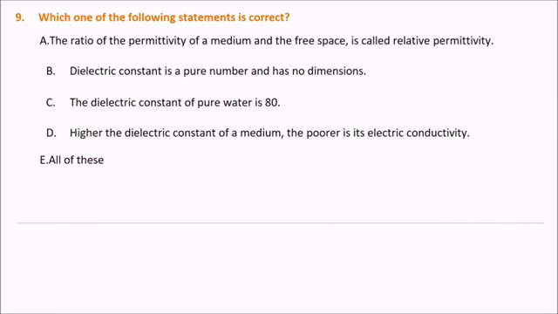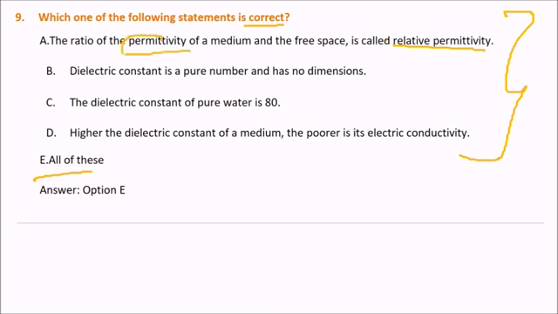Next question is, which one of the following statements is correct? These are five options for you. You have to find out the correct option. Can you find the answer? The answer is all of these. The ratio of the permittivity of a medium and the free space is called relative permittivity. In some books it is permittivity, some use permissivity also. So relative permittivity will be equal to the ratio of permittivity in a certain medium by permittivity in free space.